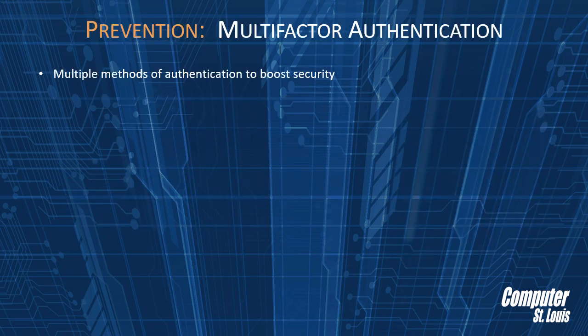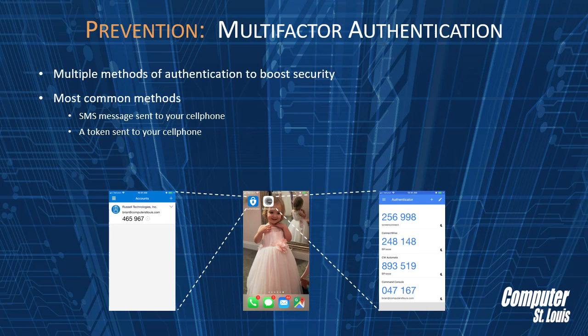So, multi-factor authentication. This is multiple methods of authentication to boost your security. The most common methods are getting an SMS message sent to your cell phone, or getting a token sent to your cell phone through an app. Here's a couple of examples. Then there are hardware tokens, like a keychain fob that'll have 6 digits on it that you punch in. The bottom line is we can help set up multi-factor authentication wherever you need it.